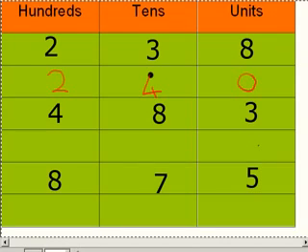In the next example, we've got 483. This time the units column is less than 5. So we need to round it down. The 3 units become 0, and the 8 tens remain the same, as do the 400s. So 483 to the nearest 10 becomes 480. That's because 483 is nearer to 480 than it is to 490.